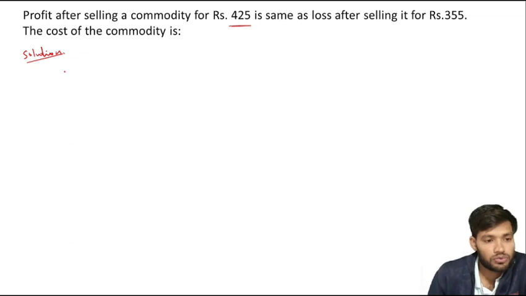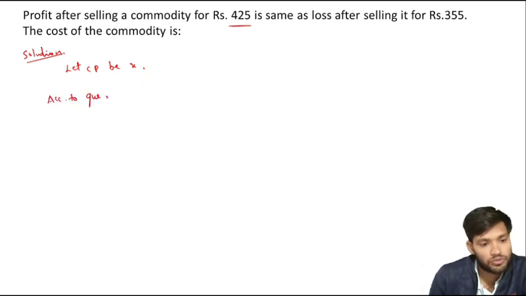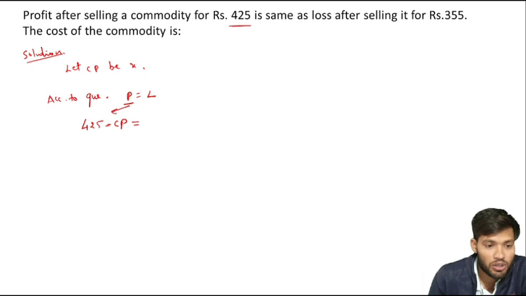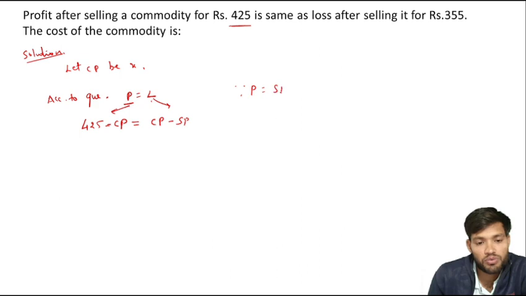solution. Let CP be X. Now let CP be X. According to the question, profit after selling a commodity for rupees 425, that means SP minus CP, SP 425 minus CP, is equal to profit. According to the question, profit is equal to loss. How can we write profit? SP minus CP, and loss is equal to CP minus SP, since profit is equal to SP minus CP and loss is equal to CP minus SP.